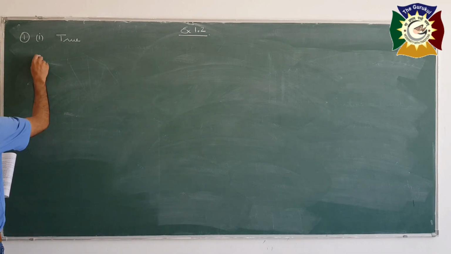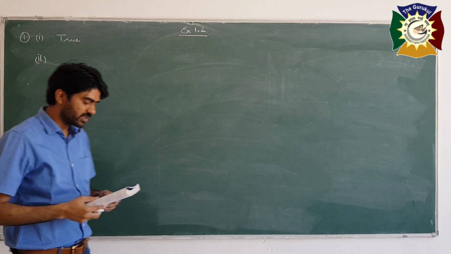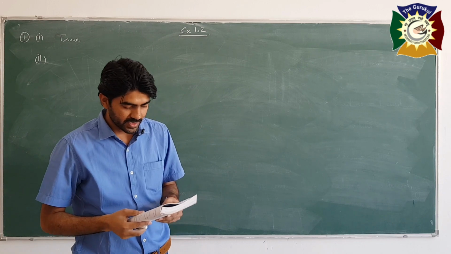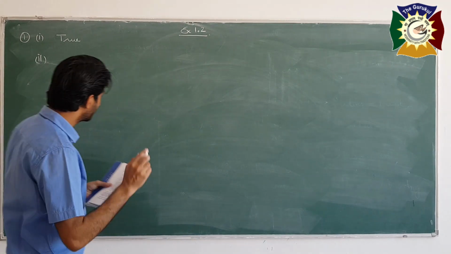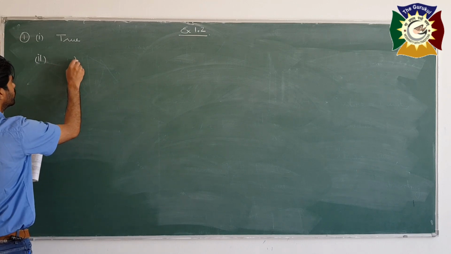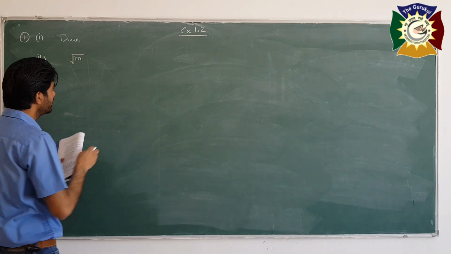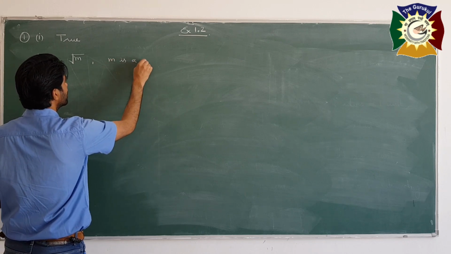Second, I am reading the statement. Every point on the number line is of the form root m, where m is a natural number. m is a natural number.